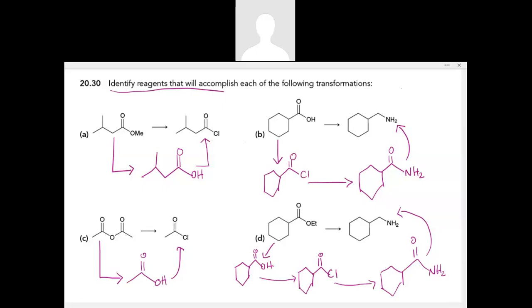So we see some are two-step mechanisms in A and C here. We'll have 2 steps in our list of reagents. B will have 3 steps. And then for D, we'll have 4 steps total.